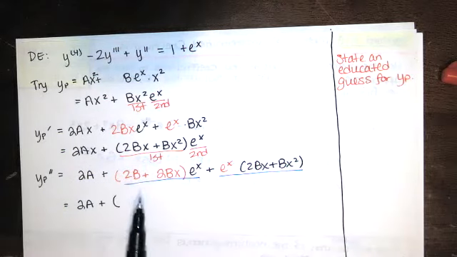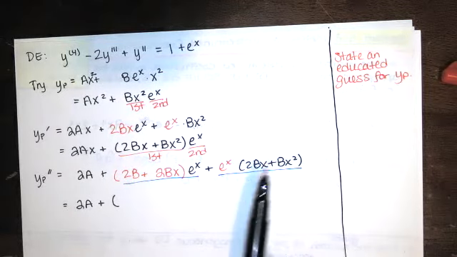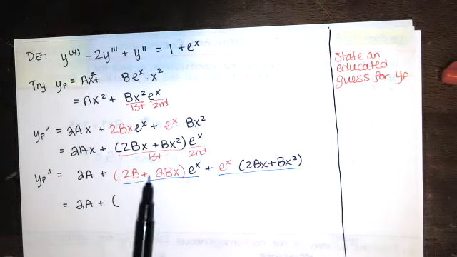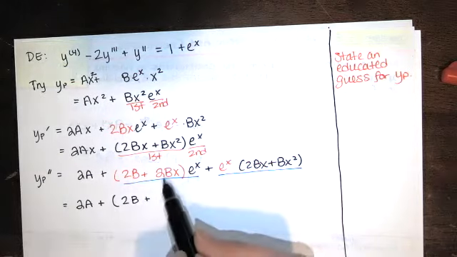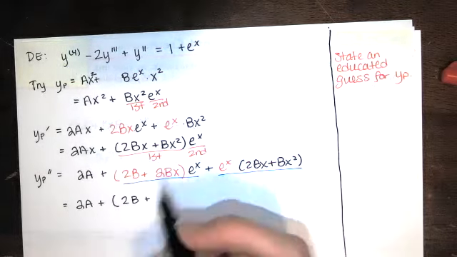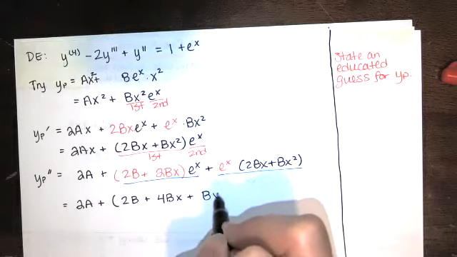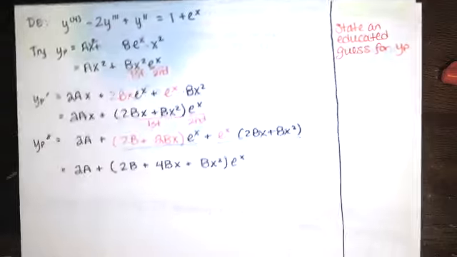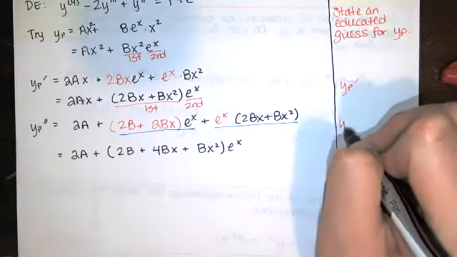So I want to collect like terms. I think I'm going to write it with the lowest power of x first. So we'll have the constant here. And then I've got my x terms. I've got 2bx plus another 2bx. So that's 4b times x. And then the last one is bx squared. And it's multiplying e to the x. Okay, so that's y sub p prime and y sub p double prime.